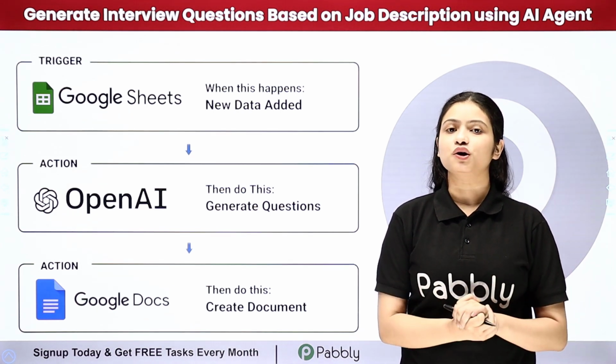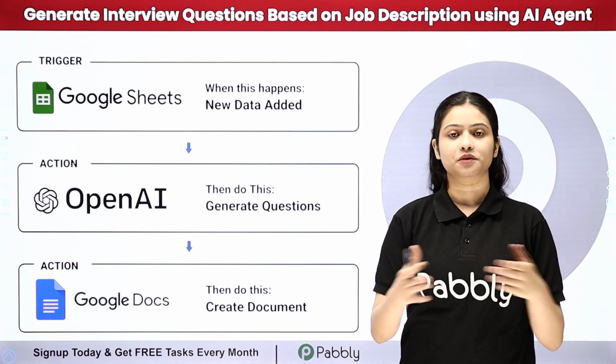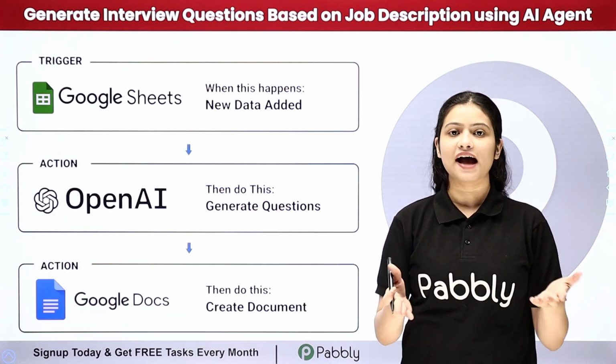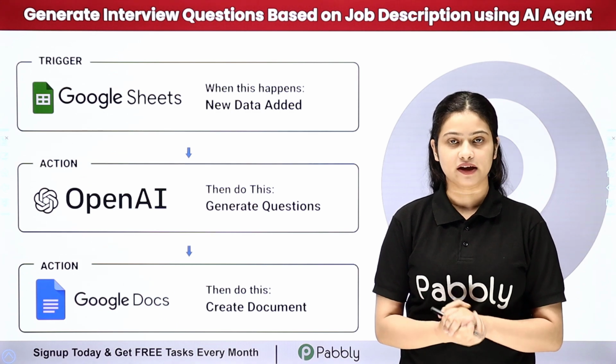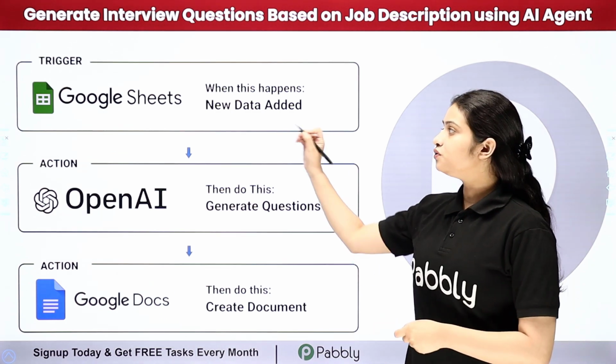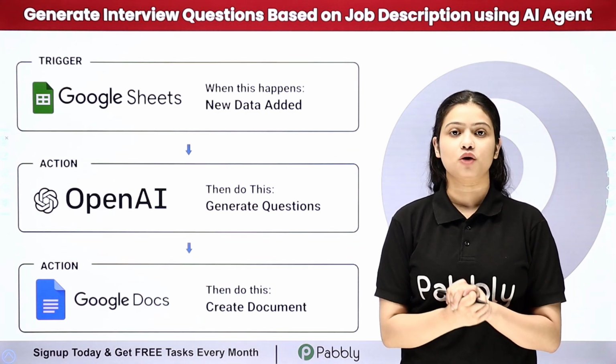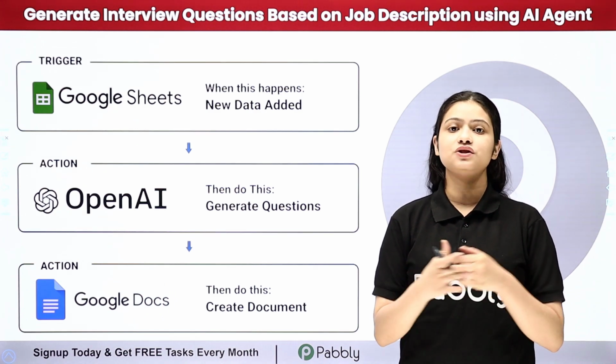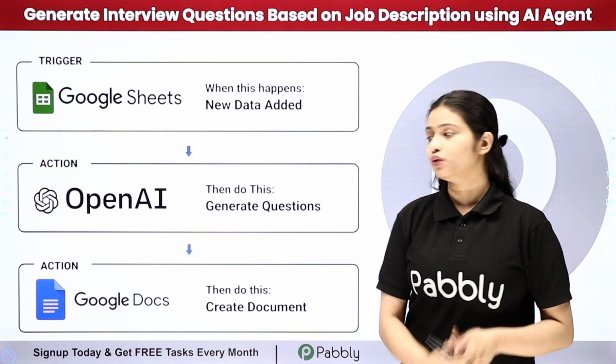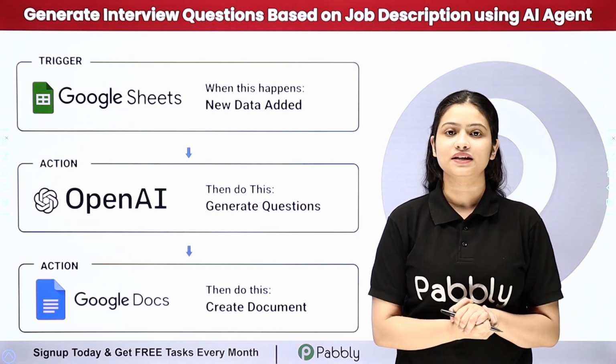So I have decided to automate it with the help of Pabbly Connect, that is an amazing automation and integration software, as well as my AI agent, that is OpenAI. So every time a new job detail is added in my Google Sheets along with a job description, personalized job questions are going to be automatically generated for the interview and added in the form of a document in Google Docs.